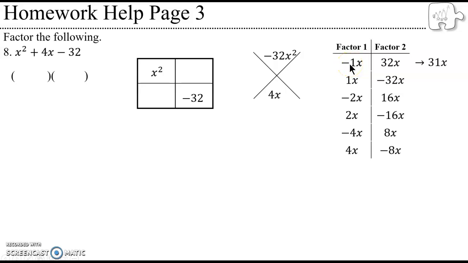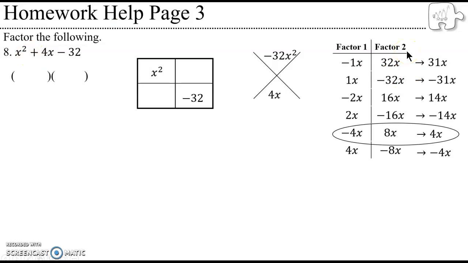32x and negative 1x makes 31x. Then when we switch the negatives, we get negative 31x. Negative 2x and 16x gives us 14x, and when we switch the negatives, we get negative 14x. Negative 4x and 8x gives us 4x, and when we switch around the negatives, we get negative 4x. But we wanted positive 4x. Let's double check, that 4 is positive. Yep, so that's the one we want: negative 4x and 8x.